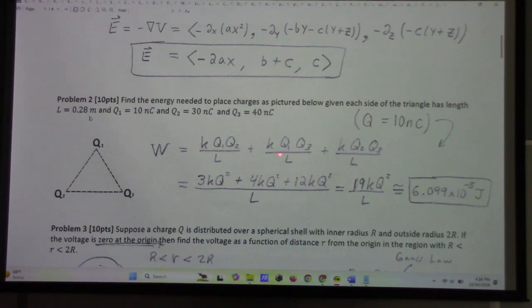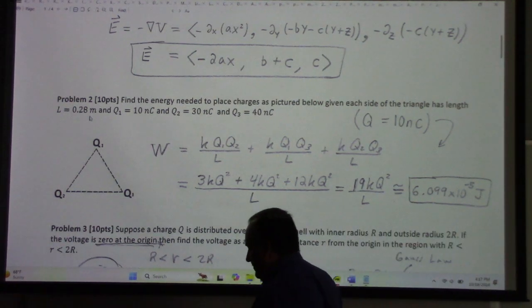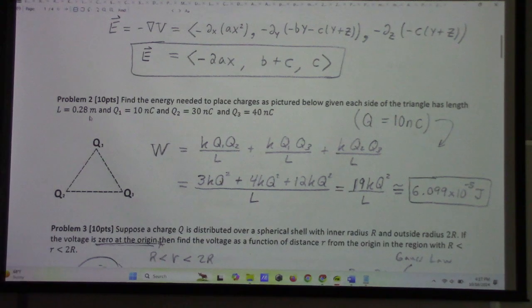I'll tell you what. Anyway, so I decided to make Q equal to 10 nanocoulombs, and so I got 1 times 3, 1 times 4, and finally 3 times 4, which of course gives me respectively 3, 4, 12. Sum of those, we get 19 kq squared, which when we plug in the numbers, we get 6.099 times 10 to the minus 5th joules, also known as 60.99 or 61 if you like, microjoules. So there's that.